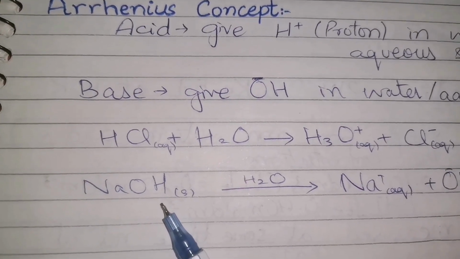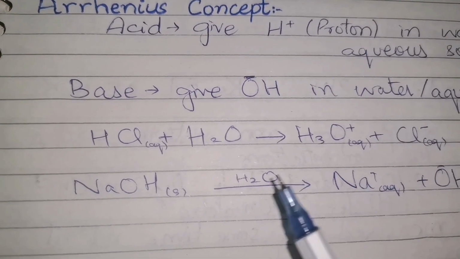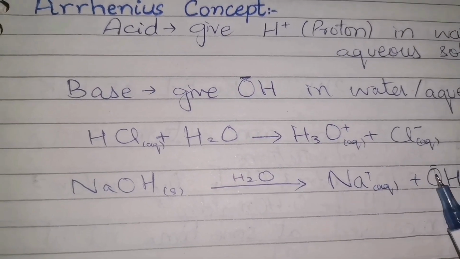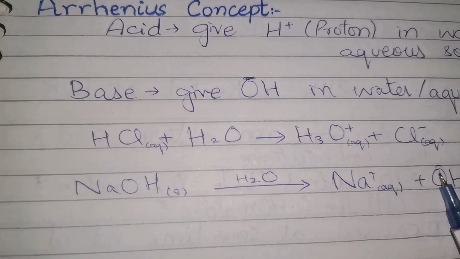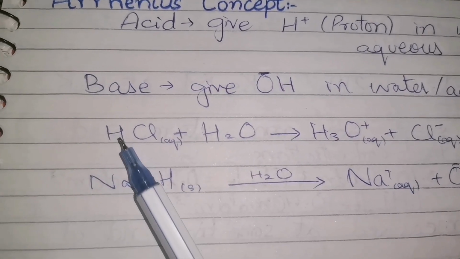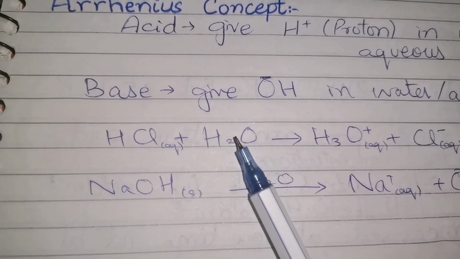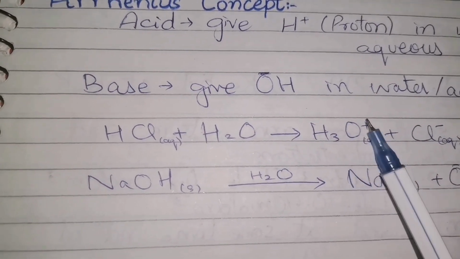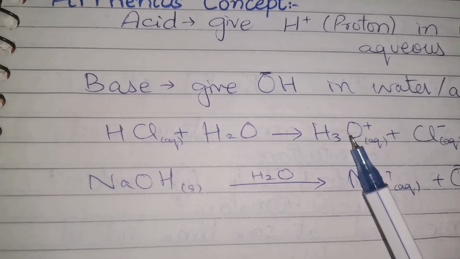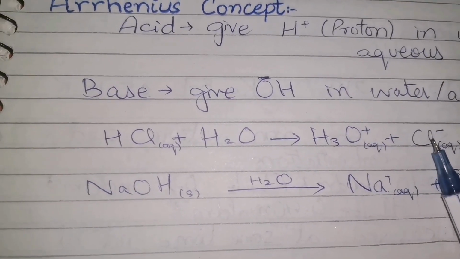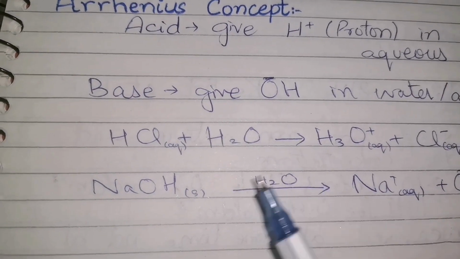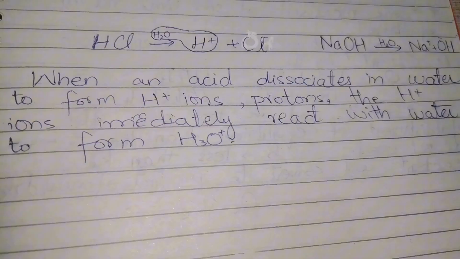NaOH dissociates in aqueous solution in water and gives Na positive and OH negative, whereas the acid gives its proton to the water and forms H3O positive, the hydronium ion, and chloride ion. Why does HCl not dissociate like the base?